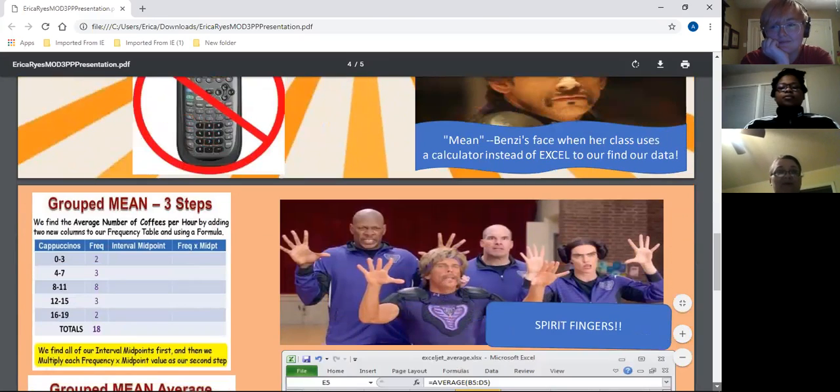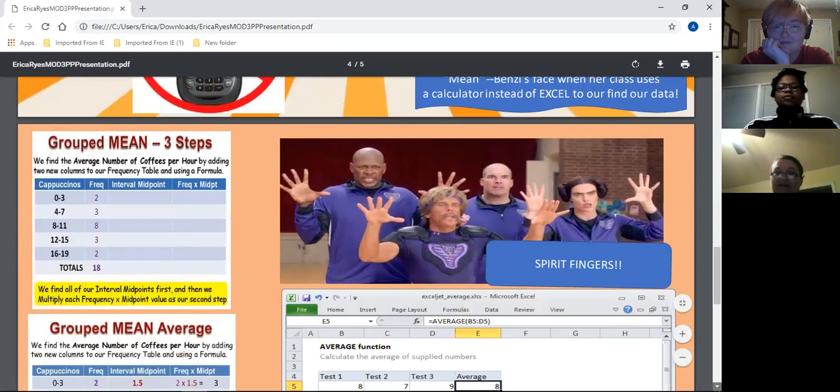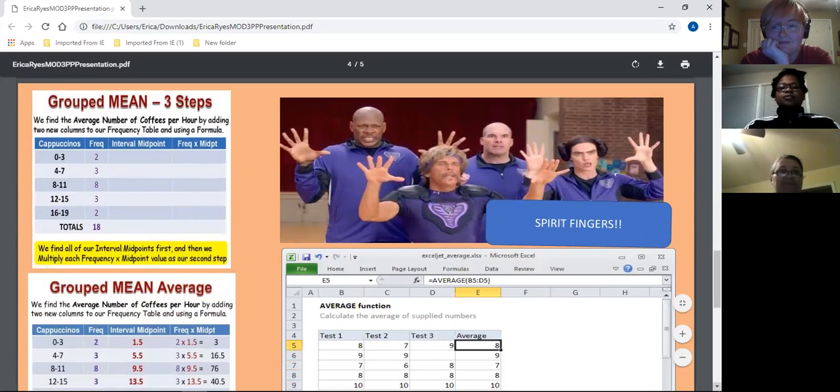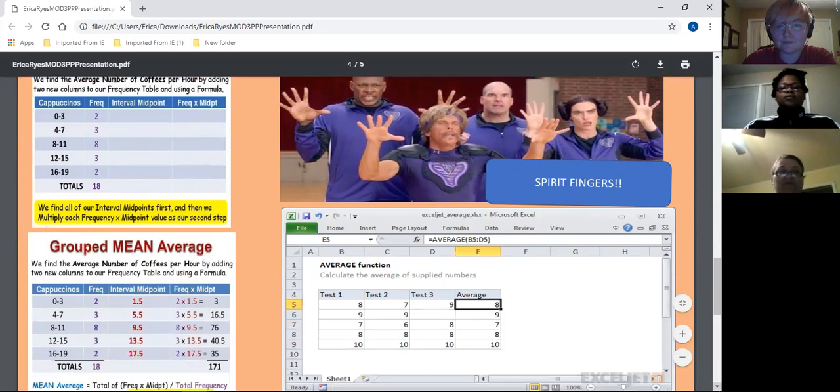But then we have some spirit fingers. They're finally understanding. They're seeing Benzie's light. And we're using the grouped mean. We're trying to find the average here. And you look over to the left, we're trying to find out for all the coffee drinkers about cappuccinos.